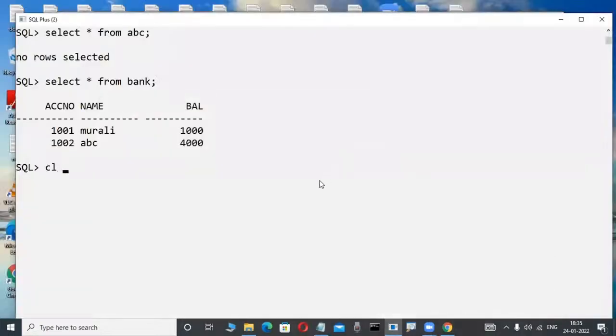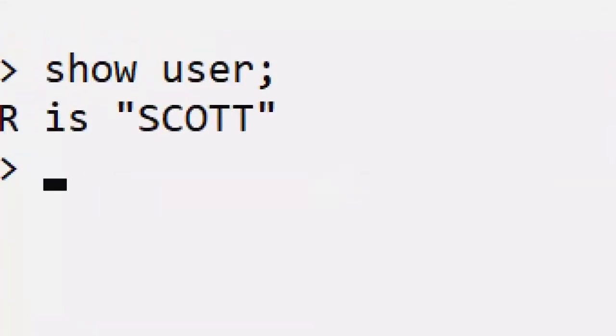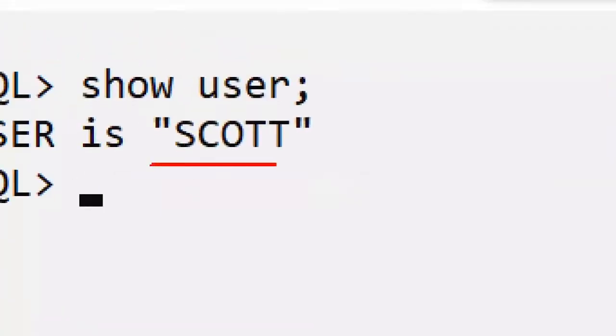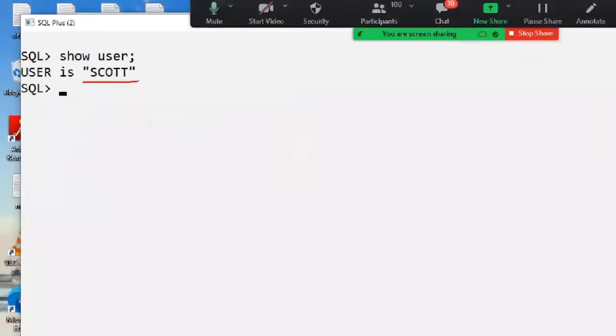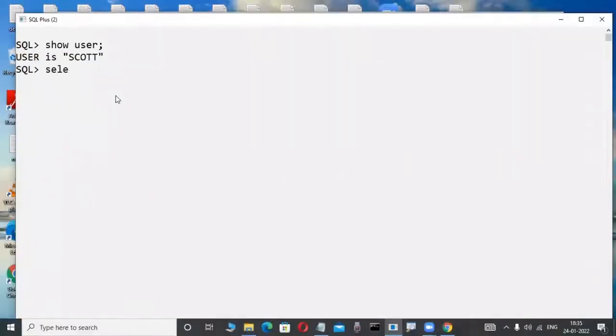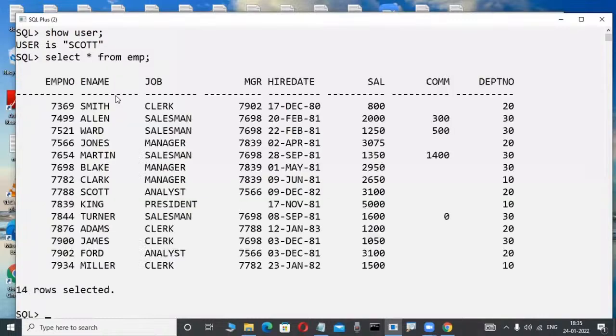Suppose one employee is there, for example, this employee's name is Scott. Oracle Corporation gives this as a user. Don't worry, you will become familiar with these users in the future. Scott is an employee who has a table, for example, the EMP table. Oracle Corporation gives all these tables, and you will become familiar with them in the future. Don't worry.